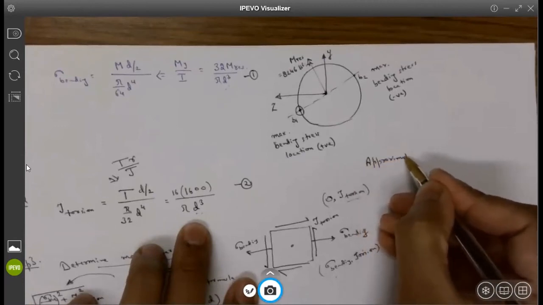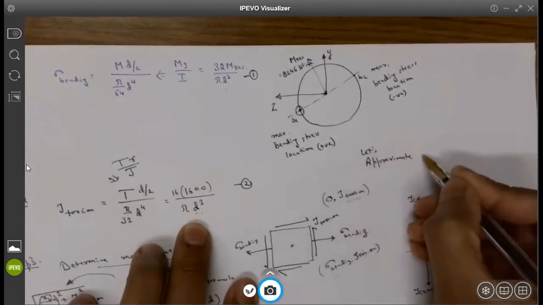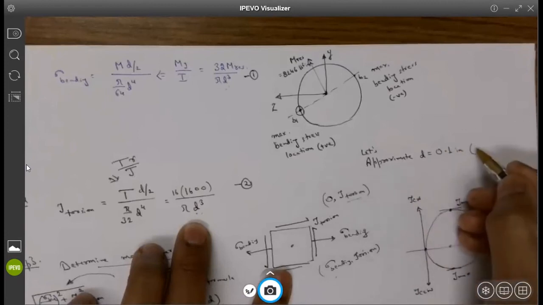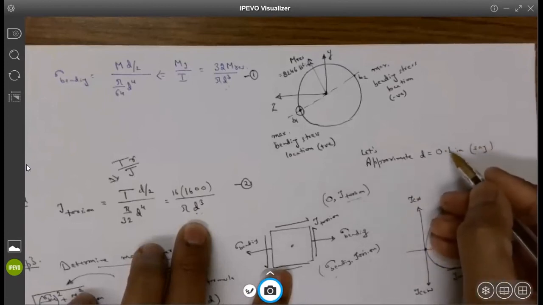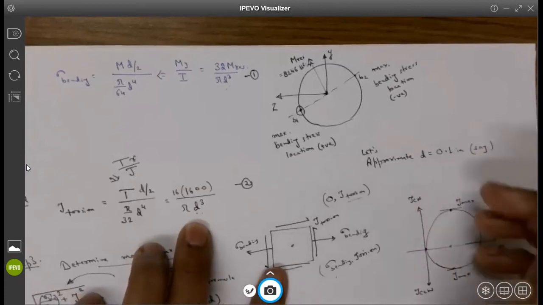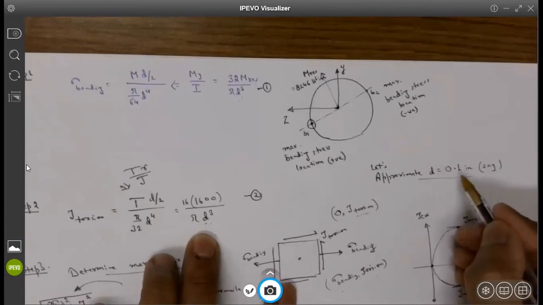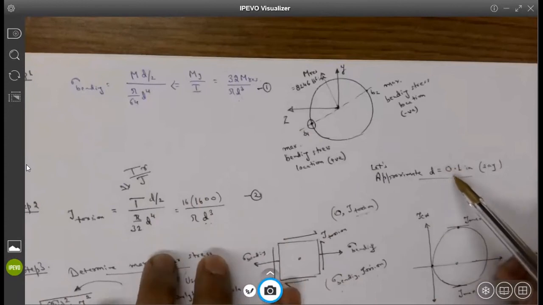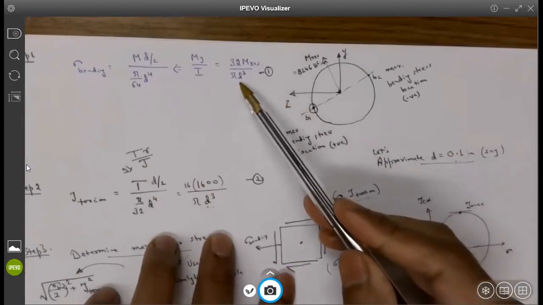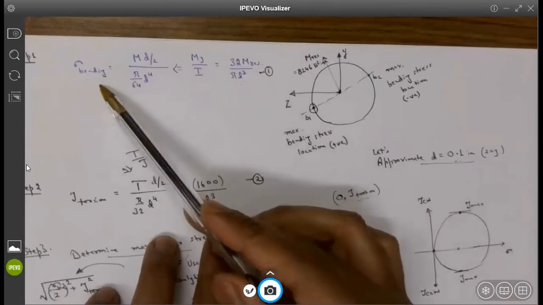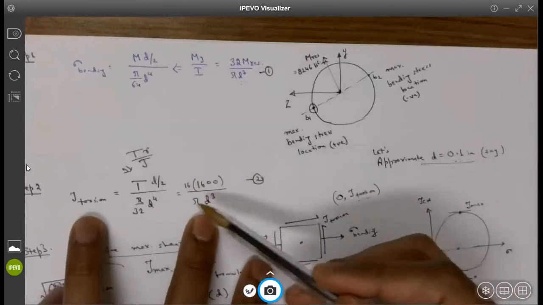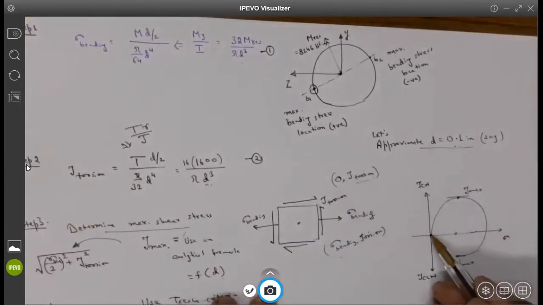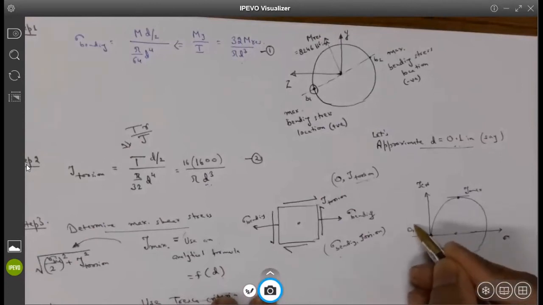So let's approximate D as any number, say 0.1 inches. When you assume D is equal to 0.1 inches, right away you know what sigma bending will be for that 0.1 inches, because when you plug in D as 0.1 inches, you can find the numerical value for sigma bending. Similarly, when you plug in D equal to 0.1 inches, you get a value for tau torsion.